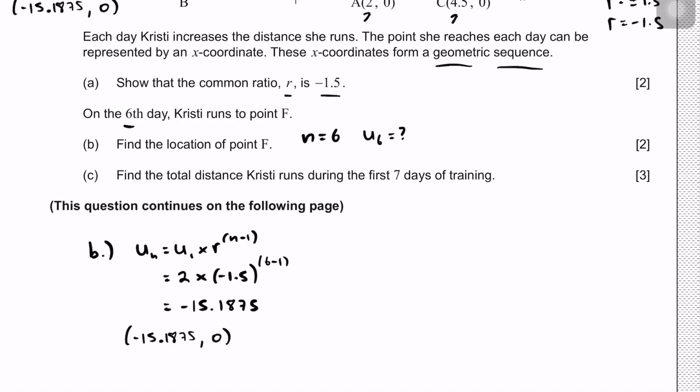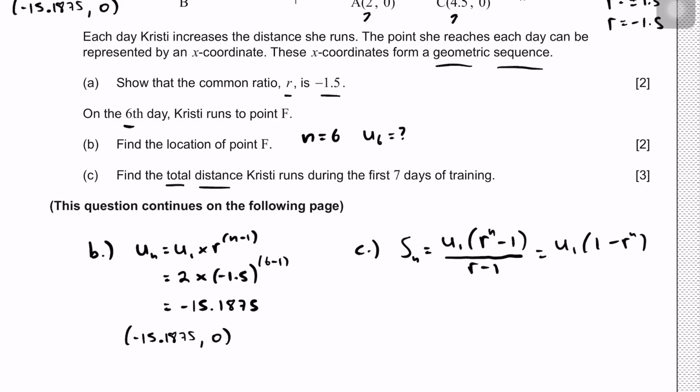In part C, we're asked to find the total distance Christy runs during the first 7 days of training. So here we see this keyword, total distance, and that tells us that we're in the realm of a sum. So a sum of a geometric sequence, this is given to us in the formula booklet, but I'll write it out here. Sn is equal to u1 times r to the power of n minus 1 over r minus 1. We see actually in the formula booklet it's also written like this, 1 minus r to the n over 1 minus r. These are equivalent formulas.